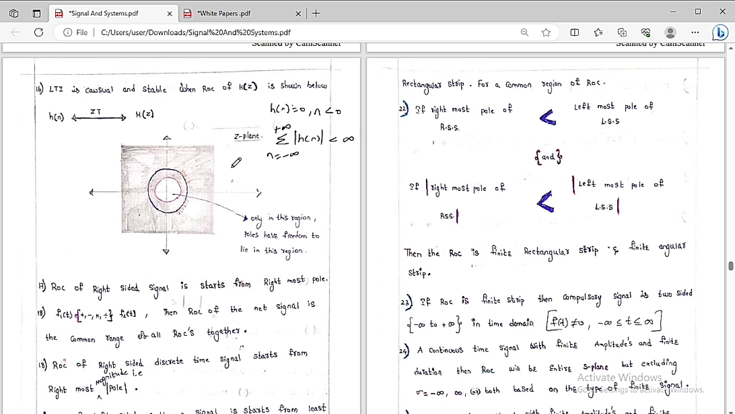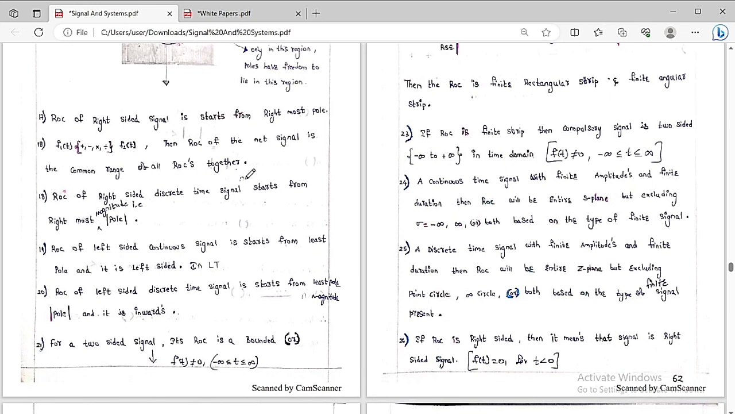So because of this, what is going to happen? As the ROC is outward, h of n is a right-sided signal, means h of n is equal to 0 for n less than 0. And also it is going to include the unit circle. So you can say the discrete time Fourier transform is going to exist. If the discrete time Fourier transform exists, means h of n is absolutely summable. So therefore the LTI system is also stable. So this point you always have to keep in your mind. The same concept we have already told for the continuous time domain case also. So now let's go for the other point.